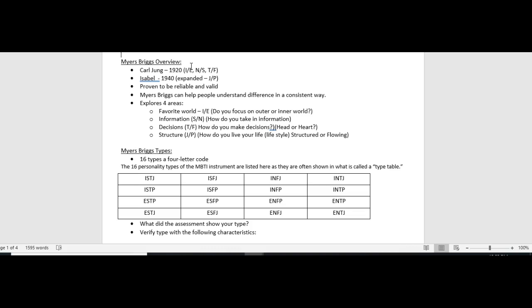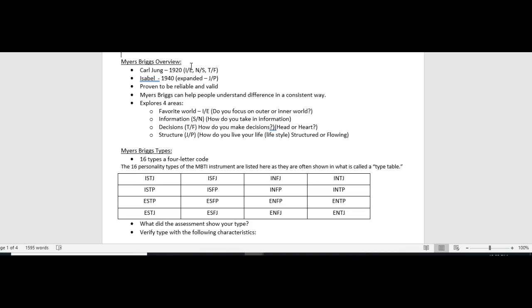And this all came about over the last 50, 60 years. Myers-Briggs is used by many, many corporations, many schools. It was used by the military. It probably still is, I don't know that for sure. But it helps people understand people.